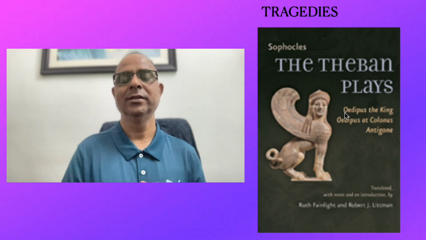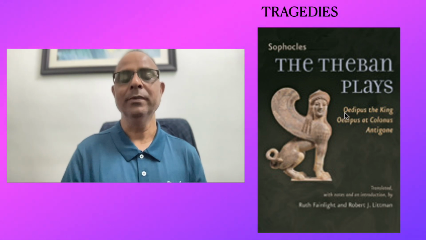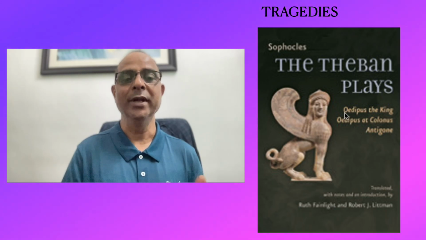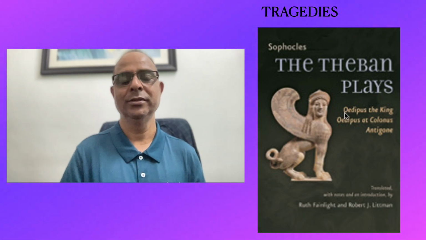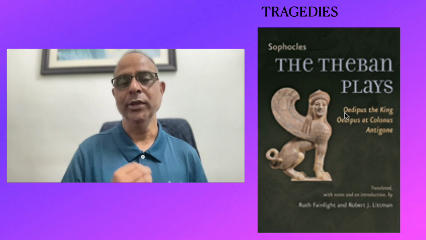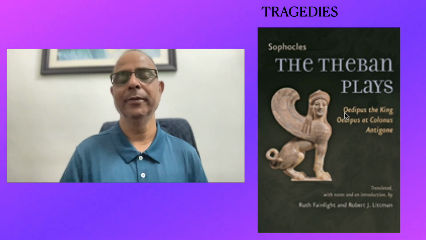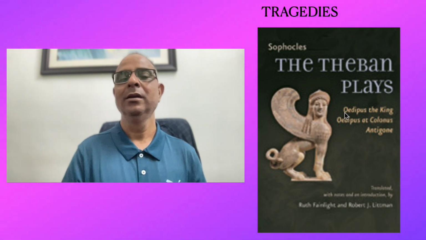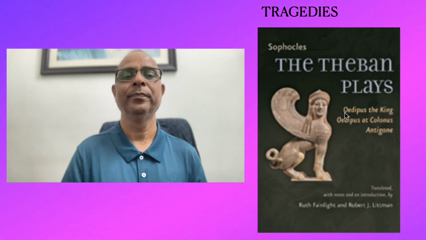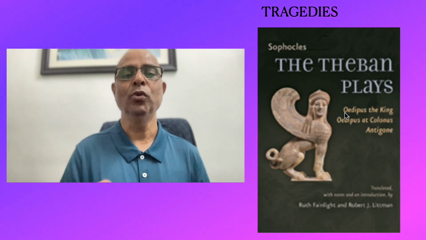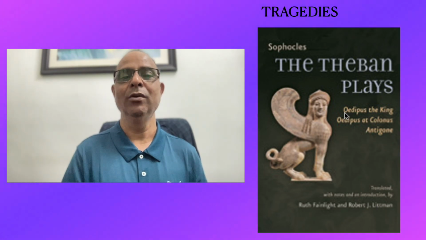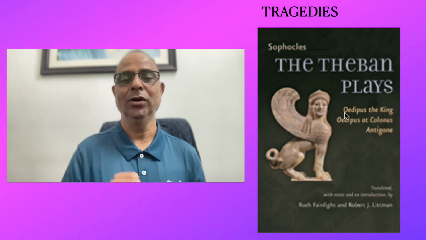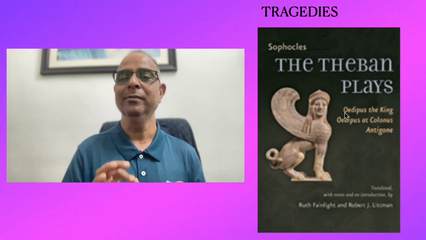While dealing with Aristotle's concept of tragedy, I talked about the Theban plays. That is the plays by Sophocles, because this is the starting point. Aristotle based his theory of tragedy on Sophocles' play Oedipus Rex, Oedipus at Colonus, and Antigone. So these three plays together are called the Theban plays.